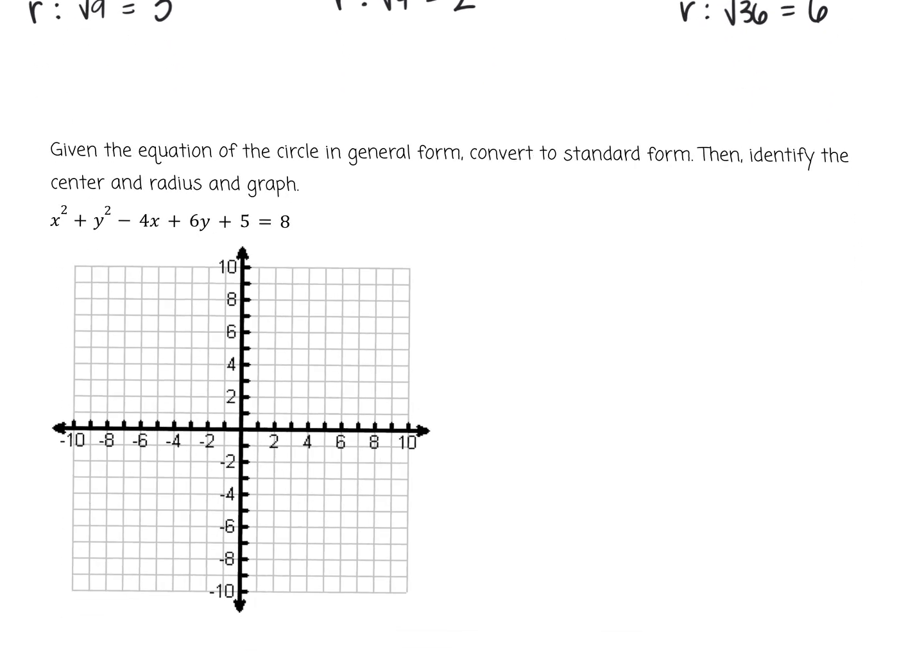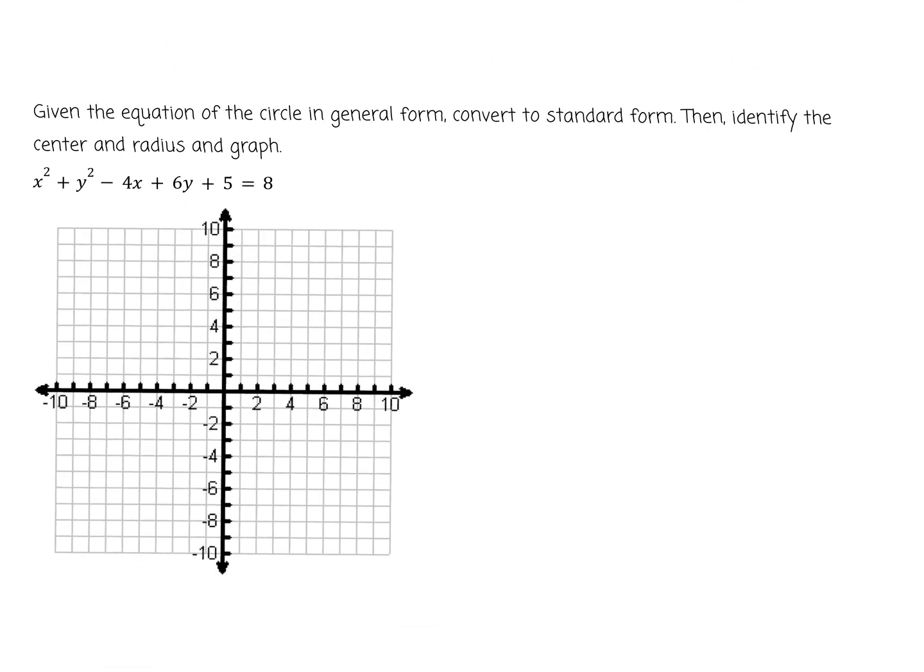All right, next, we are given the equation of our circle in general form. We want to convert it to standard form, identify our center and radius, and then graph it. So the first step is to move your constant over, which in this case would be to subtract 5, and reorder the left side so all of your x's and y's are together. So we'll have x² - 4x + y² + 6y = 3.